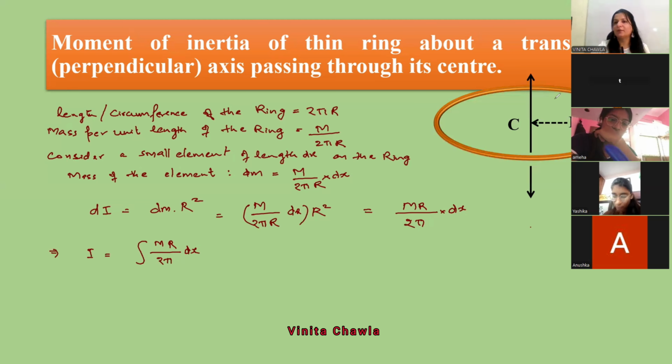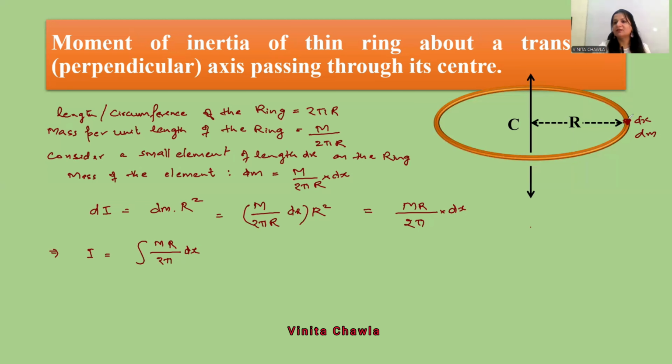How are we integrating? See, this is the small element. We can start from here. So from 0 along the circumference of the circle, the length becomes 2 pi r. If we come back to the initial point from where we have started, so 0 to 2 pi r we can take. Okay, so this is the limit.